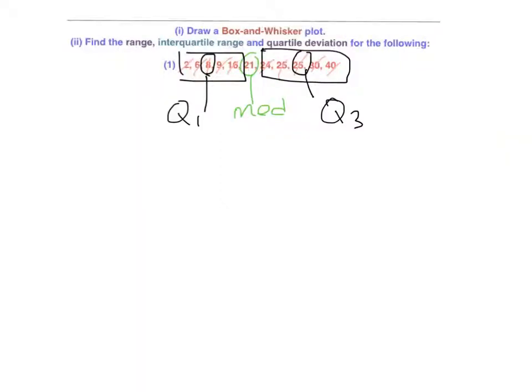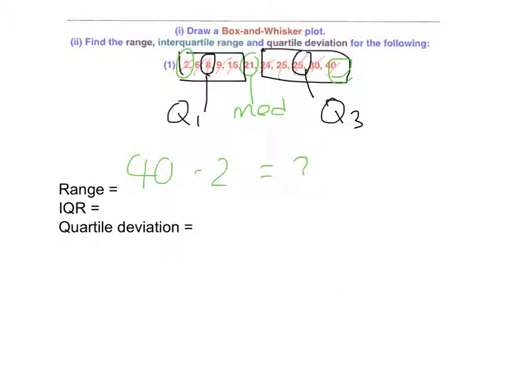Welcome back. Here I've done the analysis. I found that the median here is 21, Q1 is 8, Q3 is 25. So now we look at the range. The range is the largest number, which is 40, minus the smallest number, which is 2. So 40 minus 2 is 38. So the range is 38.